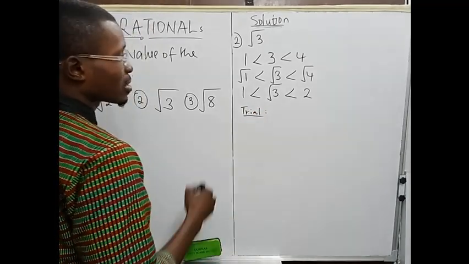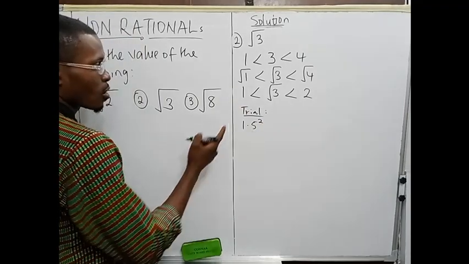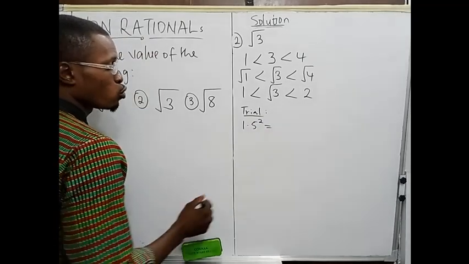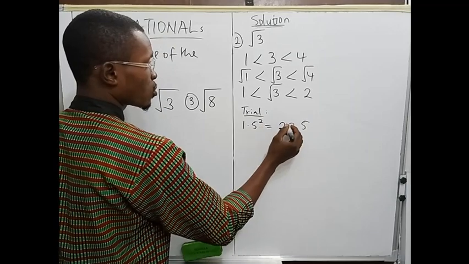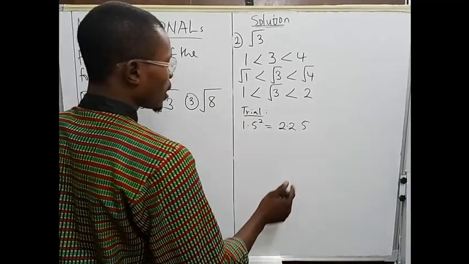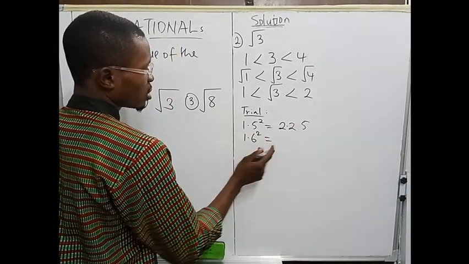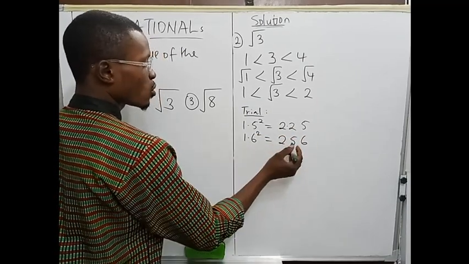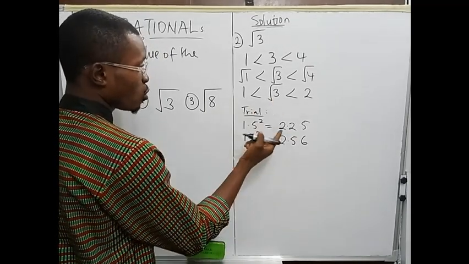This time around, let's start from 1.5. 1.5 squared equals what? 15 squared is 225. So 1.5 squared is 2.25. It's very close to what? 3. Now let's go to 1.6 squared. 16 squared is what? 256. So 1.6 squared is 2.56. 2.56 is also close. We are getting closer.